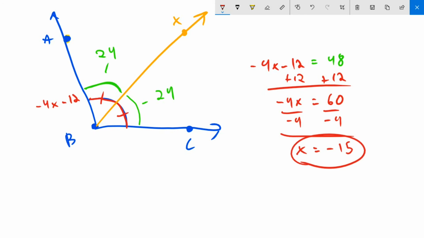And you think, wait a second, x is negative 15, the measure can't be negative. But watch this. Is it actually negative? Remember, the whole thing was negative 4x minus 12. If I plug in negative 4 times negative 15, that would be 60, minus 12 equals 48. It's still positive, so it still works. Just in case you wanted to check your answer, you could do it like that. So now we have found the value of x.